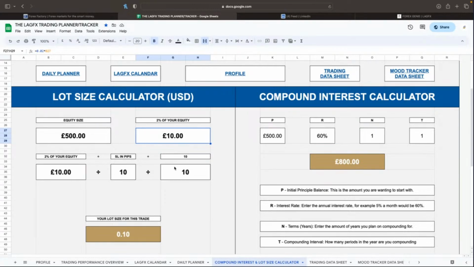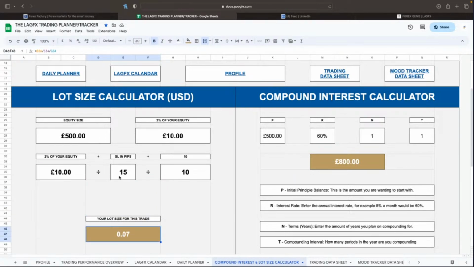Now, when we are dictating our lot size, there is a formula that you can use in order to ensure that you only risk 2% of your equity for every trade that you place. And this is the formula here. So say that you're placing a position now on NZD CAD and you've got a 15 pip stop loss. You would put in this formula, so 2% of your equity divided by stop loss in pips divided by 10, and that is going to give you your lot size for that position.